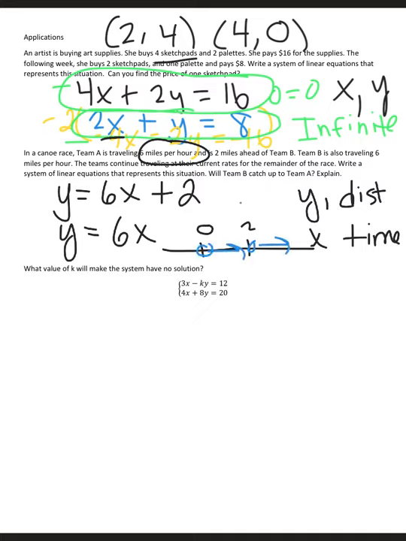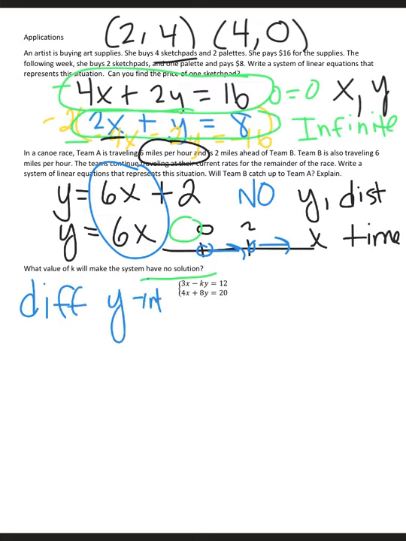Okay, I picked this last one to do because it's just a popular example of an ACT or SAT question. So what value of k will make the system have no solution? So we have to remember that if it has no solution, it means you have different y-intercepts, but the same slope. So we want to figure out the slope. The slope is the number in front of x when you solve for y. So what I'm going to do is solve for y in equation 1, and then solve for y in equation 2.